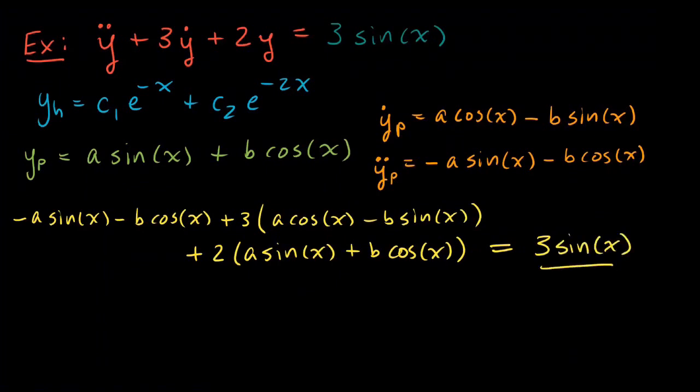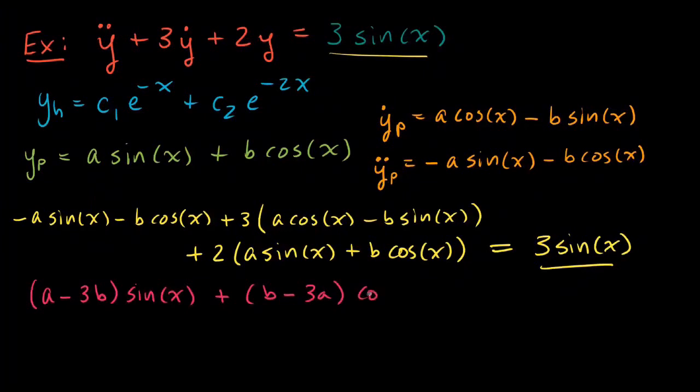Okay, so this expression is that expression. All right, so that's a lot of stuff going on the left-hand side, but it's really not that complicated. I just have to do some collection here to collect the cosine and sine terms. Doing that, I'm going to end up with (a minus 3b) onto sine of x, plus (b minus 3a) onto cosine of x has to equal 3 sine of x.